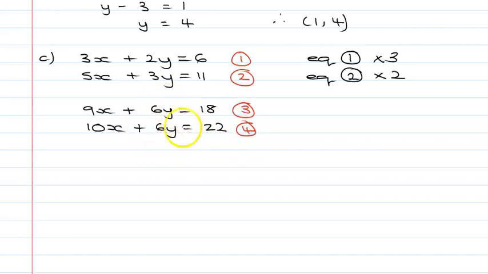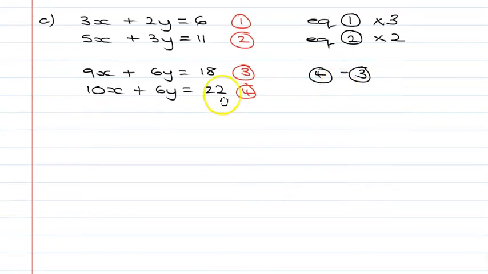Now let's look at eliminating that y. I've got the same sign, so I'm going to subtract one equation from the other. So I'm probably going to take equation 3 away from 4. 4 take 3. All right, so let's do that. So we'll start here. 10x take 9x is just 1x. That's eliminated, and then I've got 22 minus 18 leaves me with 4. So I'm left with this solution, x equals 4.